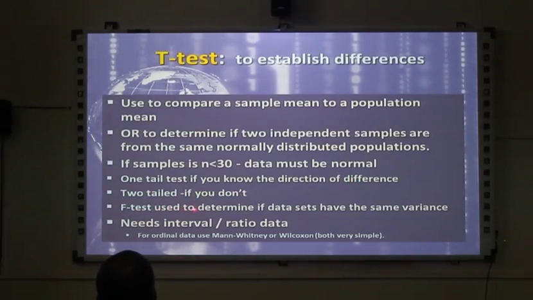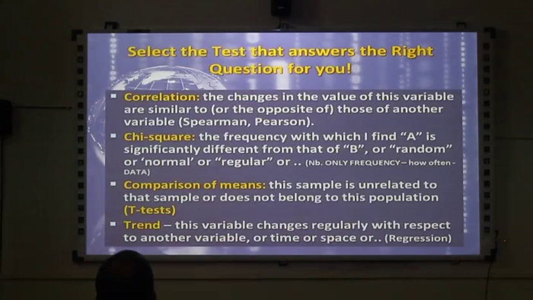The F-test is something that you can use to determine if they have the same variance. It does need interval or ratio data there. There are alternatives. You can use a test called Mann-Whitney or Wilcoxon if you're dealing primarily with ordinal data. And they're non-parametric, very simple non-parametric tests. So the t-test is the bog standard for establishing differences. What you need to do is select the test that answers the right question for you.